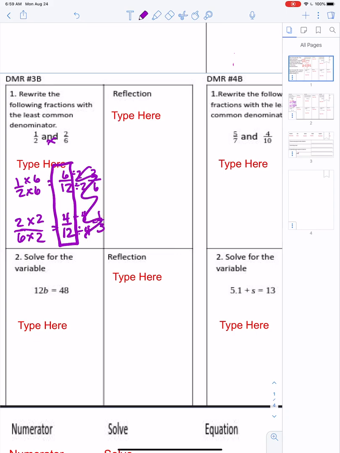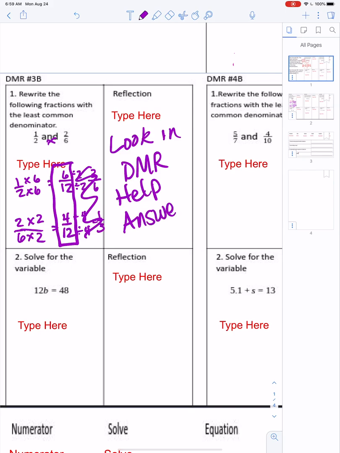Your reflection is in the typed answers that expect something to be there. Because it's all typed there.